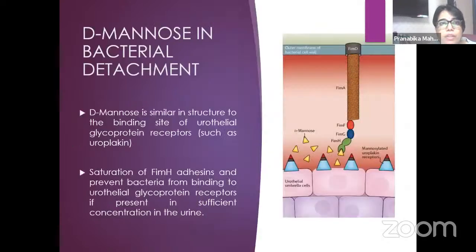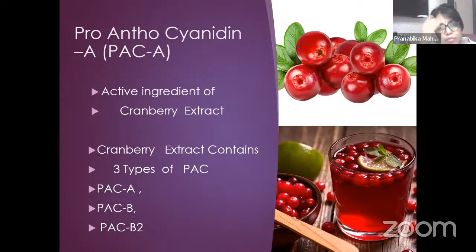Next, please. D-mannose in bacterial detachment. D-mannose is similar in structure to the sugar that binds to the site of the urothelial glycoprotein receptor, such as uroplakin. That saturation of the receptors and adhesins will prevent the bacteria from binding to the urothelial glycoprotein receptor, if present in sufficient concentration in urine. So there will not be any receptor to bind for the bacteria. Proanthocyanidin is an active ingredient of cranberry extract. Three types of these proanthocyanidins are there, A, B, and B2.